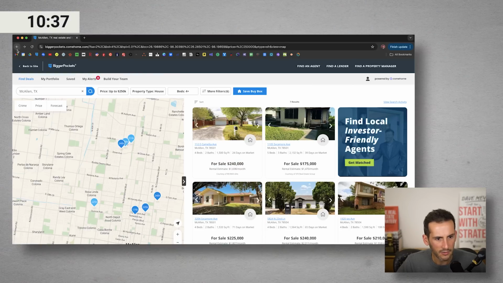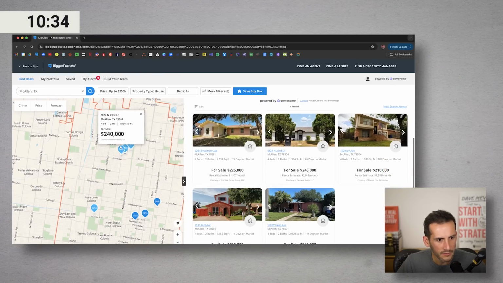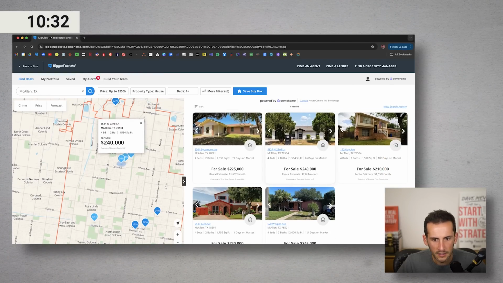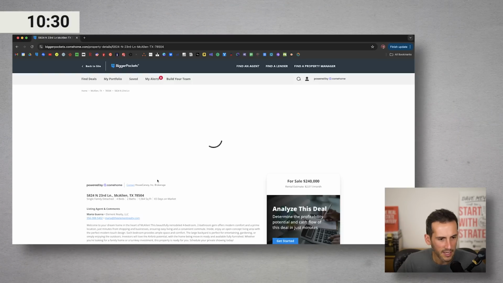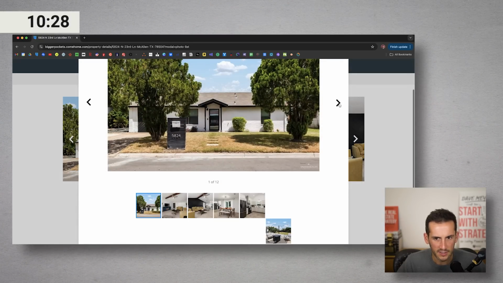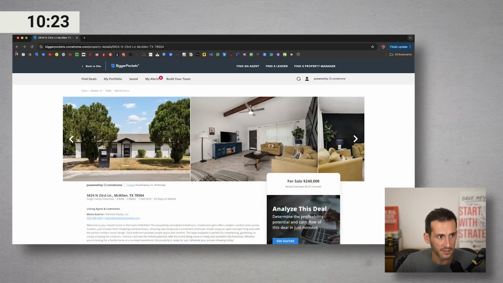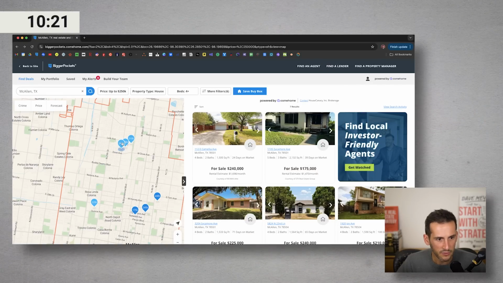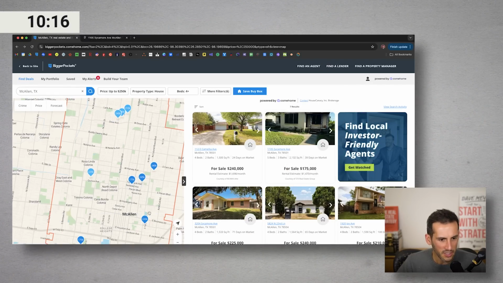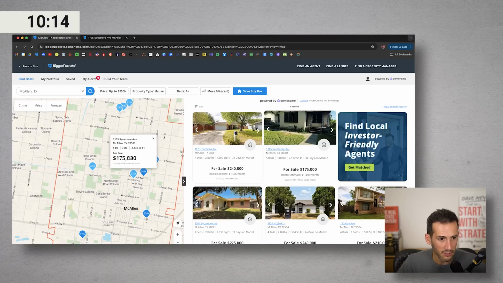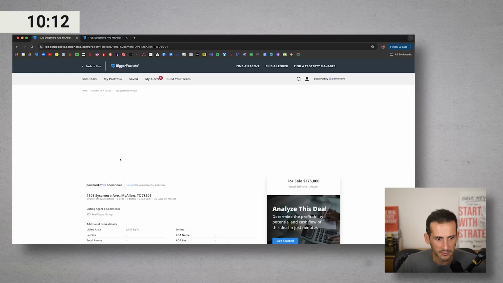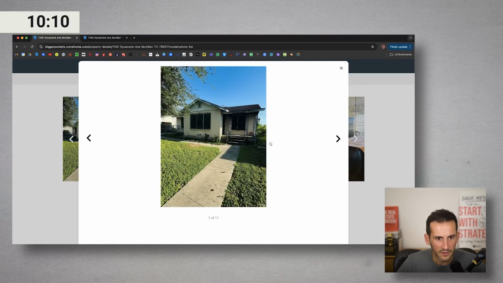Okay, let's check that one out. 240. This one looks pretty good too. All right, so I think I'm gonna run a couple of these deals and we'll just see which one works. Oh, this one's super nice. I'm definitely running this one. Okay, so that 241 I like. That's 1105 Sycamore. I'm also just gonna look. Sometimes the cheaper houses are better cash flow. So I'm just gonna see what this one looks like, the 175.